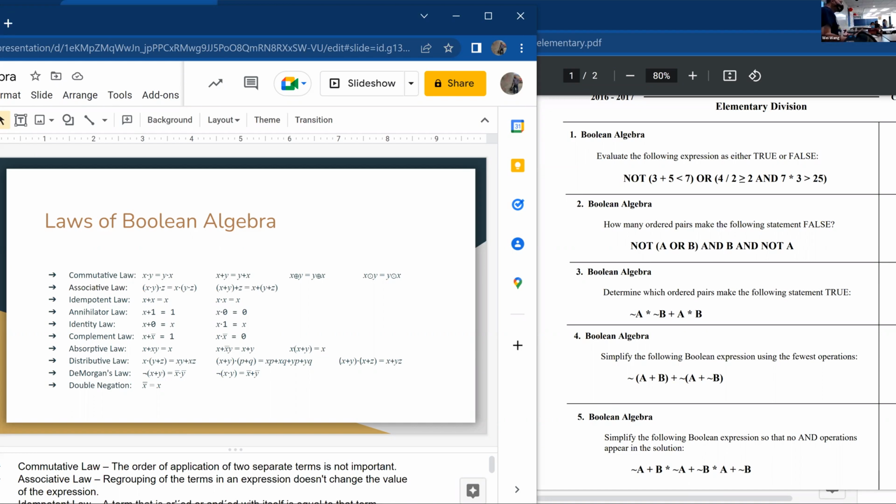So how many ordered pairs make it false? It doesn't matter. All the pairs make it false: 0, 0, 0, 1, 1, 0, 1, 1. So the answer to number 2 is 2. How many ordered pairs, is it 2 or 4? Because it's always 0, always false. It doesn't matter how many pairs you have. So the total number of pairs is 4.